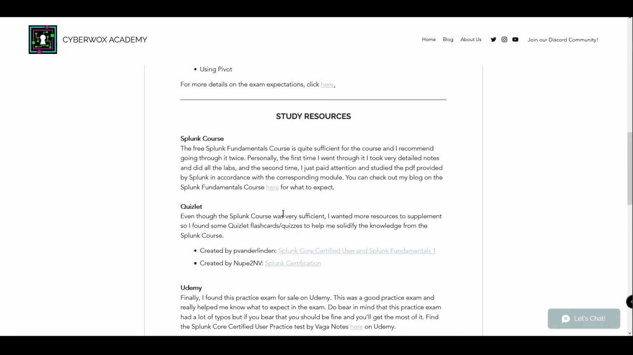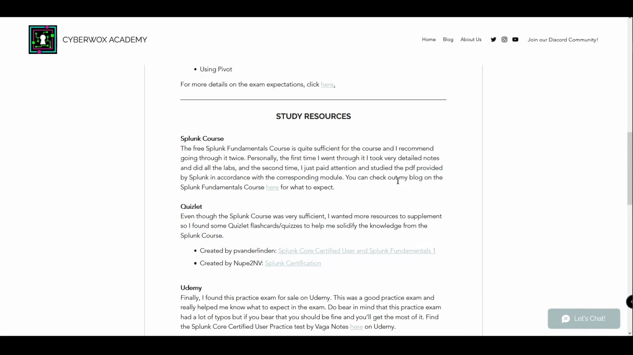And in my upcoming home lab videos, I will be showing you how to do that. But it's really easy. You can easily install Splunk on an Ubuntu server and use it to work through the labs that you will be provided in the Splunk course.